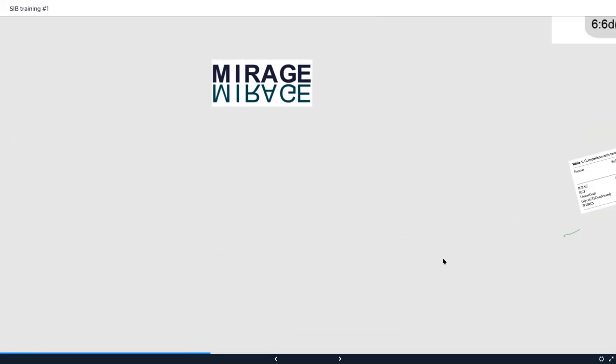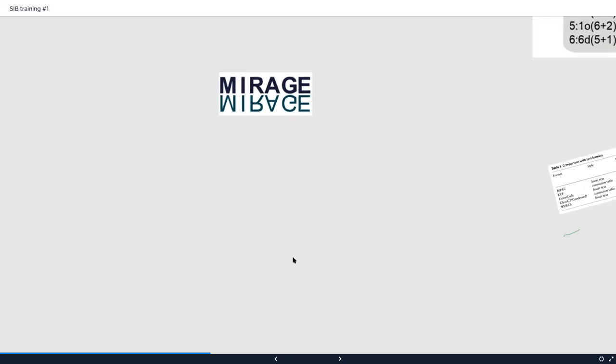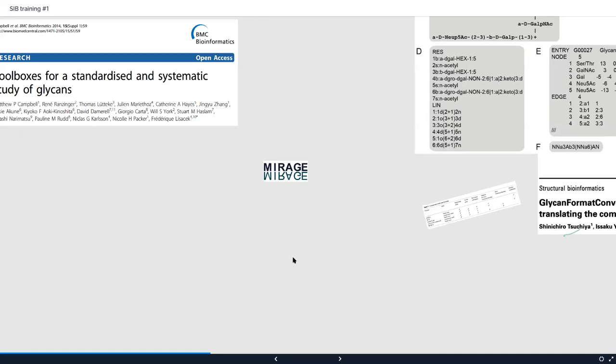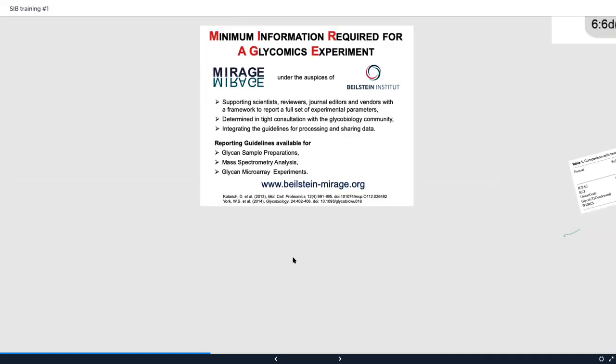Another thing that has happened over the last 10 years is that if you are familiar with other omics, you know that there are standards, especially in proteomics, for instance. There's the MIAPE standard to describe a mass spectrometry experiment. It's called the Proteomics Standards Initiative. It's related to the MIAME standard that was proposed in transcriptomics already 20 years ago. So we have the MIRAGE standard, the minimum information required for a glycomics experiment.